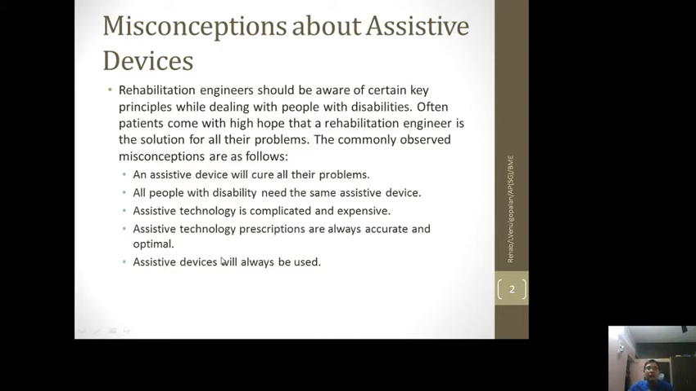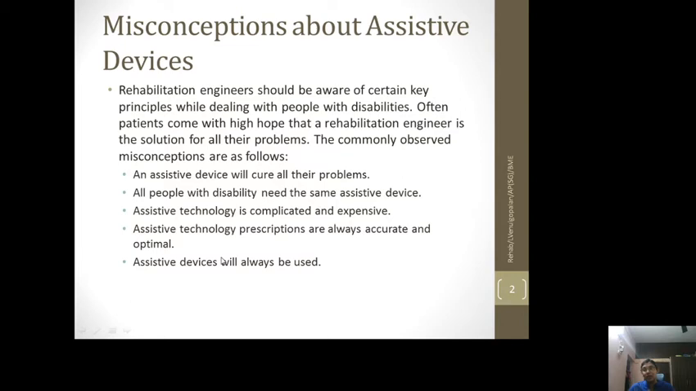Often when a disabled person hears about rehabilitation or a certain device, they get their hopes really high. They think this miraculous rehabilitation engineer is the solution for all their problems, which is not true. And as an engineer, as a clinician, as rehabilitation personnel, you should make this very clear in the first setting itself. They think an assistive device will cure all their problems when they come to the clinic, which is not true. An assistive device is just going to improve certain functions. It is not a cure.